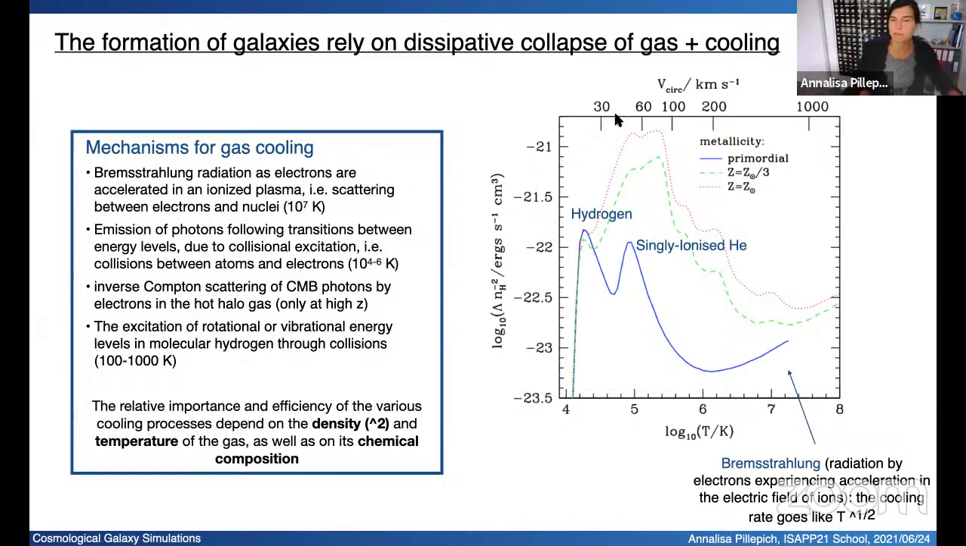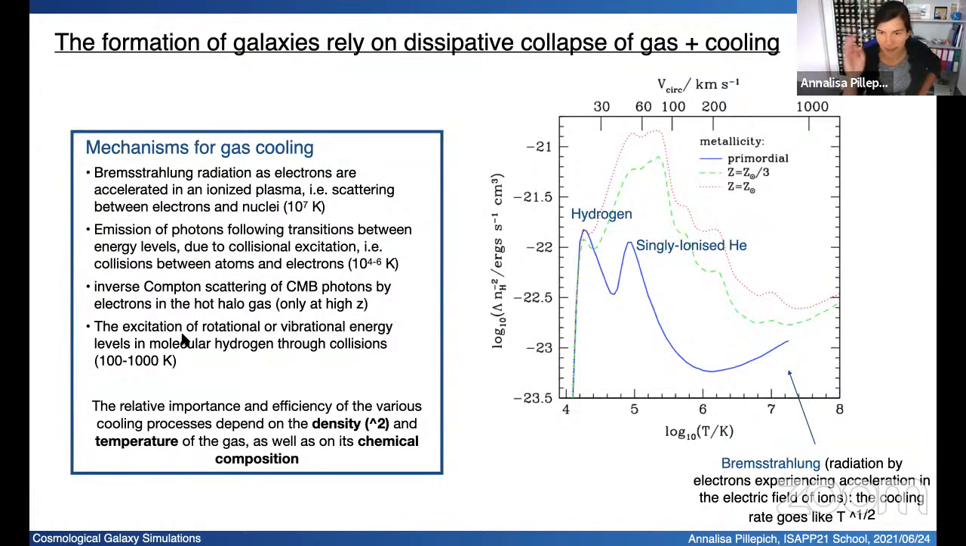There are many mechanisms for gas cooling. For example, if you have a plasma, you have electrons scattering off the nuclei, and you produce Bremsstrahlung radiation. This happens for very, very hot gas. Or you can have collisional excitation, meaning collisions between atoms and electrons. These essentially produce jumps of energy levels, and at the point where you transition between energy levels, you can produce photons, and again, you radiate away photons or energy. You can also have inverse Compton scattering of CMB photons by electrons, etc.